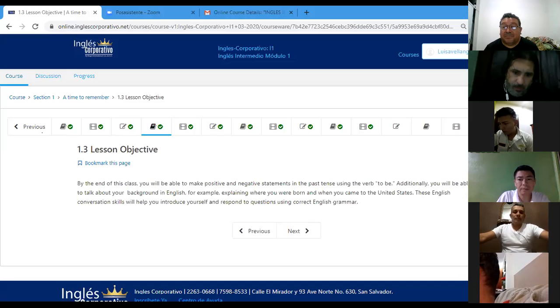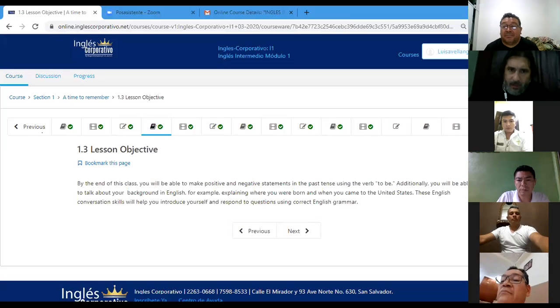Okay, good. Affirmative, they were born in Olocuilta. Negative, they weren't born in San Salvador. Okay, so that's okay. The idea, right? So you can see this map and find the different places.